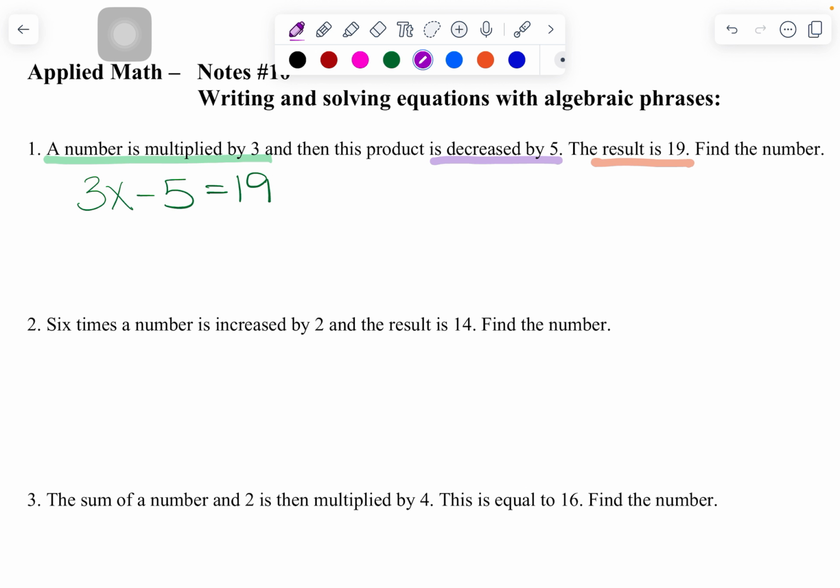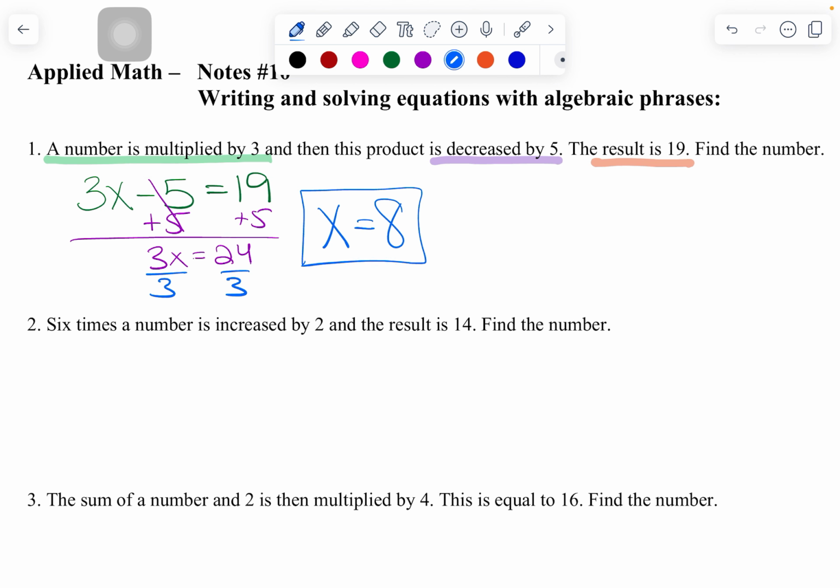Now I need to solve it. Okay, so let's find the number. So solving an equation, let's do some inverses. The inverse of subtraction is to add. So 3x equals, let's see, 19 plus 5 makes, I'm feeling 24 there. And then if I go ahead and divide by 3 to get x completely isolated, that's going to tell me that my number in this problem was the number 8. So x equals 8. So if I take 8, multiply it by 3, so that's 24, then I decrease that by 5, absolutely I'm going to get 19 there. All right, so that's kind of a little double check to make sure that's the right answer to the problem.